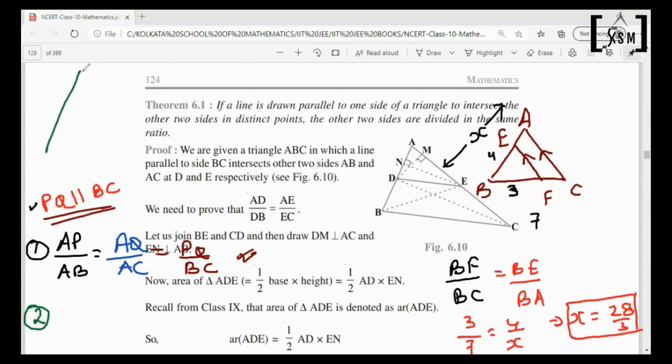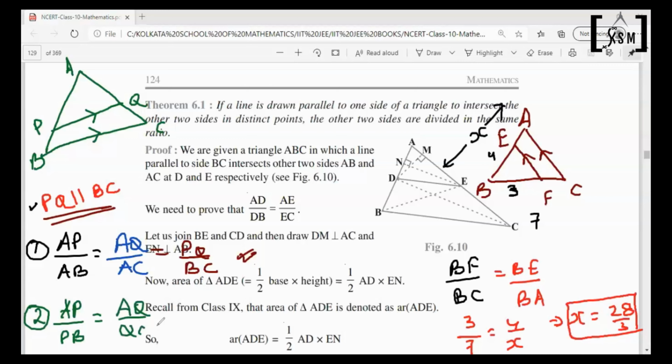In triangle ABC, I'm doing the same figure. PQ is a line parallel to BC. So the second point is, I'm not taking the two triangles this time. I'm taking the two pieces of side AB. So look carefully. AP over PB will be equal to AQ over QC. I have taken the two pieces of side AB and side AC.